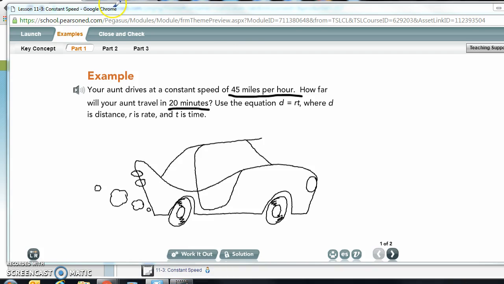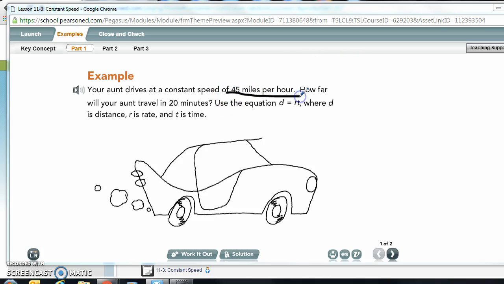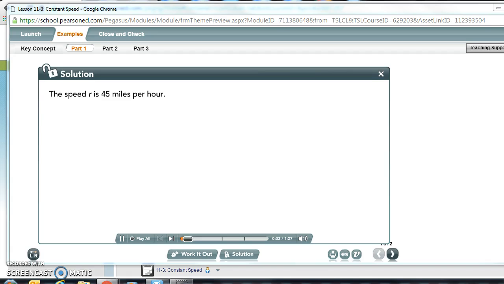So for this, it says your aunt drives at a constant speed of 45 miles per hour. How far will she go? When you look, like I said, we have 45 miles per hour, and then we have 20 minutes. Using the equation distance equals rate times time, we can figure out how far this family has gone. The speed r is 45 miles per hour. The time t is 20 minutes.